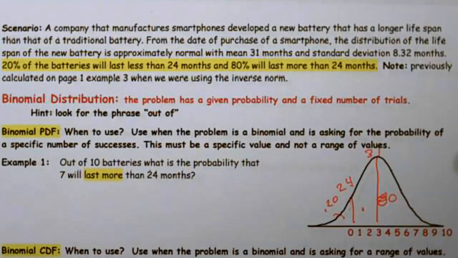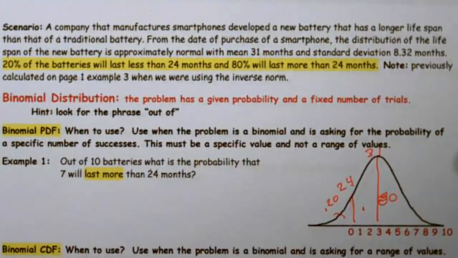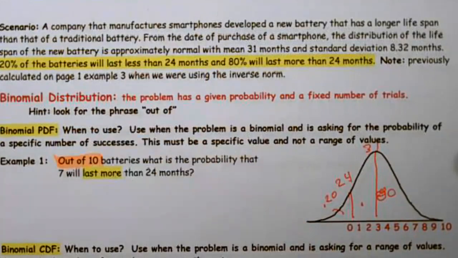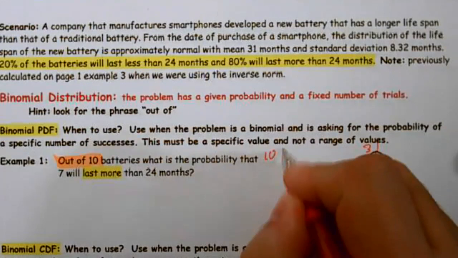So the binomial PDF, how do I know when to use it versus when to use a CDF? Well, I use a PDF when I know it's a binomial and they're looking for a specific number of successes, not a range of successes, but a specific individual value. We want 1 success, we want 3 successes, we want 10 successes, we want 0 successes, whatever that is. So I have to pay attention to whether that's one value or a range of values. So in this case, it says out of, and that's that phrase, out of 10. That tells me I have 10 trials. You don't have to write this down, but 10 trials.